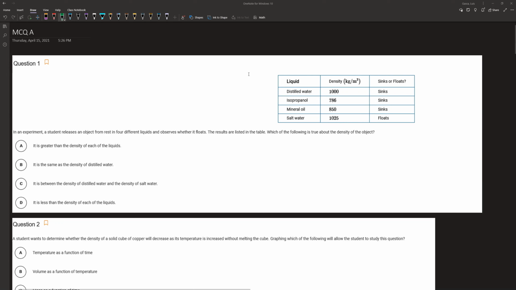And so we have different materials or fluids that it has been submerged in. They give us the density of the fluid, and then they tell us whether it sinks or floats. And the question is, which of the following is true about the density of the object?